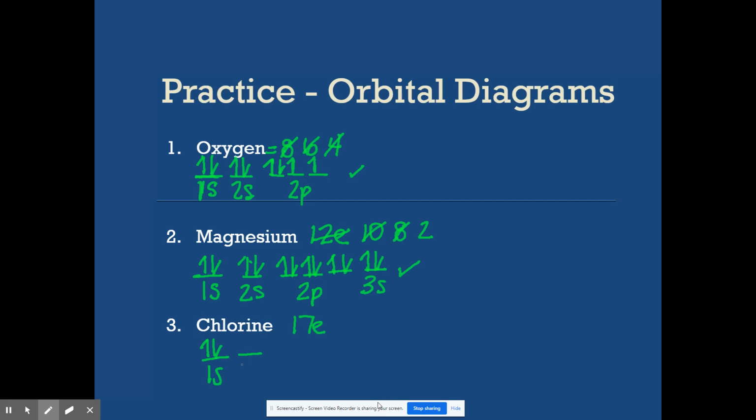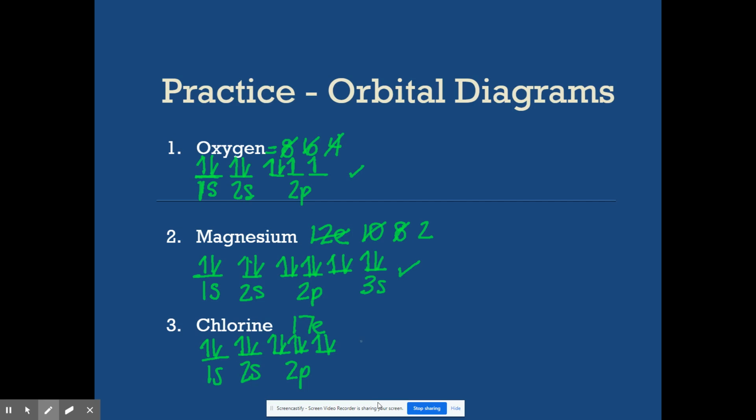Next we have 2s, which is 1 line, an arrow going up, an arrow going down. Following our arrows, we have 2p. P's get 3 lines. Up, up, up, down, down, down.